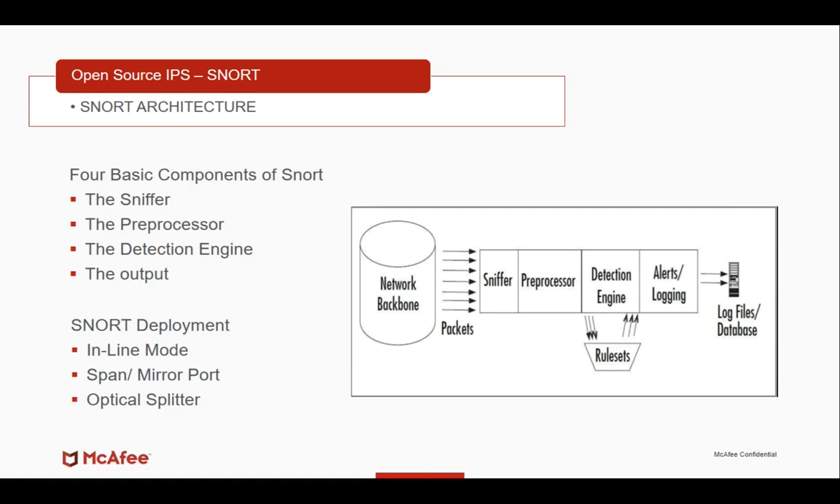Snort can also be deployed just like an IDS, either in inline mode, where it sits in between and, before the traffic reaches the target, analyzes the network, or it can be in the mirroring or SPAN mode, where it will just be taking a copy of the data and trying to analyze it.